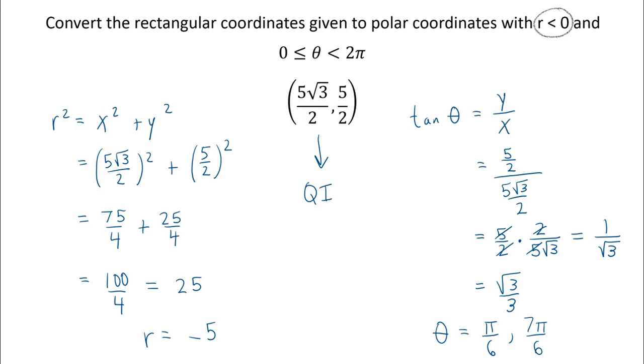But in this case, I can't choose pi over 6 as my angle, because pi over 6 is an angle in the first quadrant, but I notice I need a negative r value. If I choose pi over 6, that puts me in the first quadrant, but a negative r value puts me in the third. So I cannot choose pi over 6. However, if I choose 7 pi over 6 to be my angle, 7 pi over 6 is an angle in the third quadrant with a negative r value. That negative r value puts my point in the first quadrant, which is exactly where I want to be. So this point would be the point -5, comma 7 pi over 6.